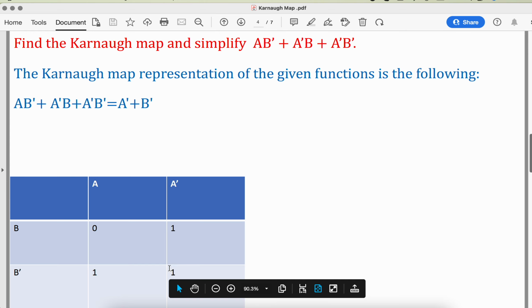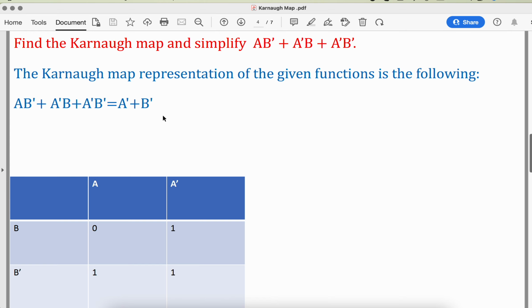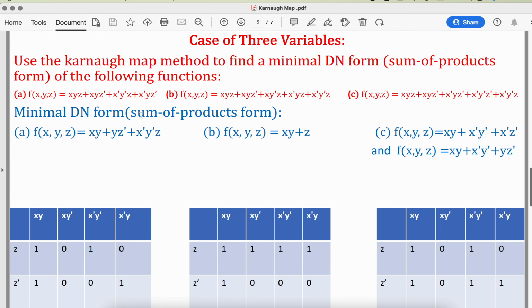Again here we have two rectangles. One is this horizontal rectangle of 1's which gives B', and one is this vertical rectangle of 1's, this gives A'. So the resulting function is A' + B'. So after simplification using Karnaugh map, we get AB' + A'B + A'B' equal to A' + B'.